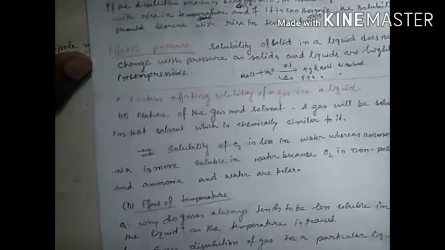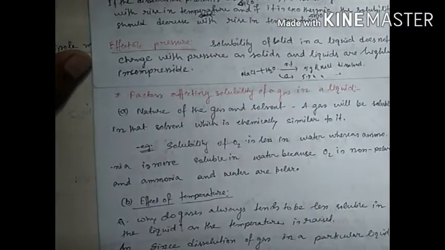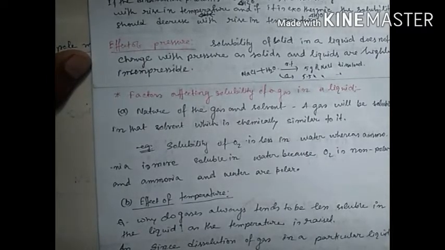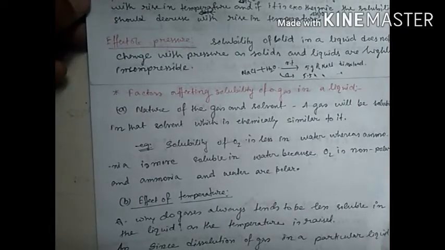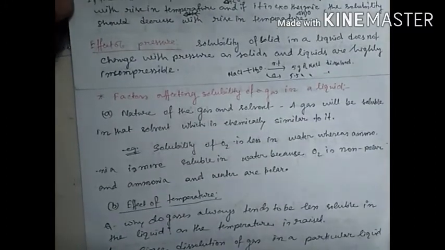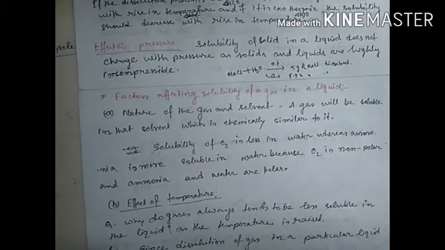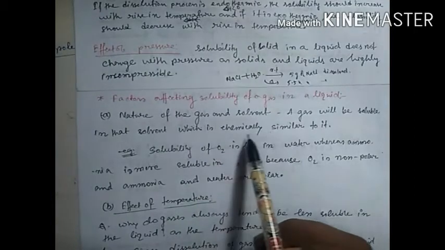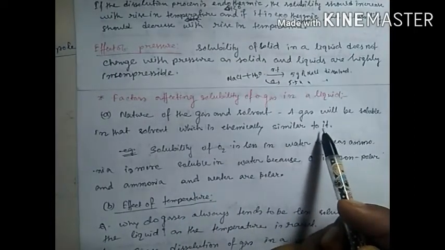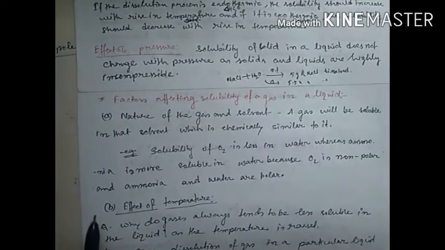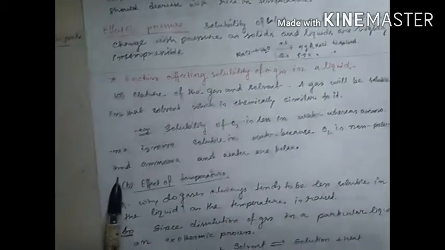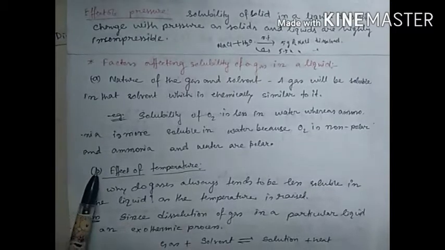Next is the factors affecting the solubility of a gas in a liquid. First of all, the nature of the gas and solvent. Here also the polar and non-polar nature comes. A gas will be soluble in that solvent which is chemically similar to it. That means, indirectly, the polar and non-polar nature. That means the like dissolves like rule. You have to remember this one, the like dissolves like rule.